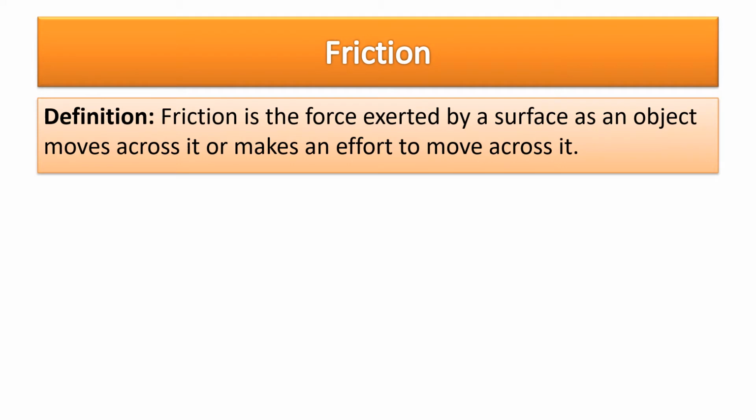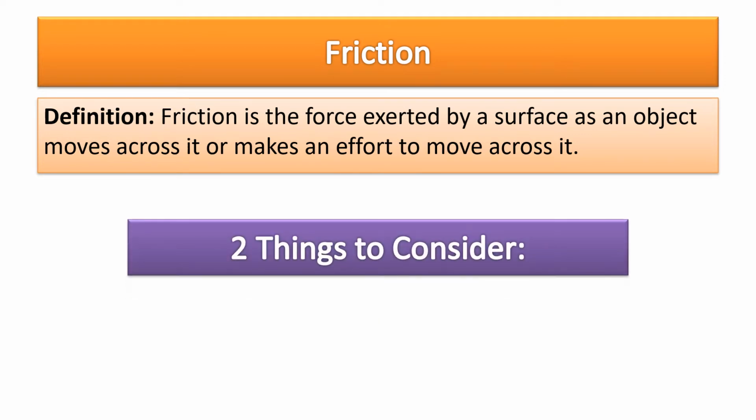So what exactly is friction? Friction is the force exerted by a surface as an object moves across it or makes an effort to move across it. So it doesn't necessarily have to be moving. There could still be a frictional force there, as we'll talk about when we talk about static friction. What exactly is static friction?